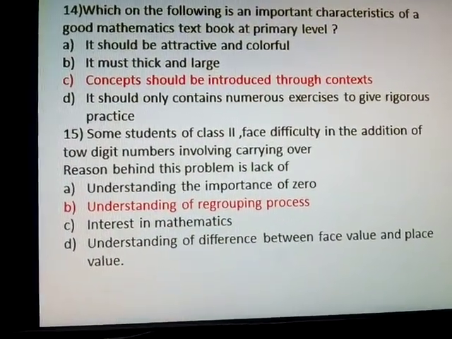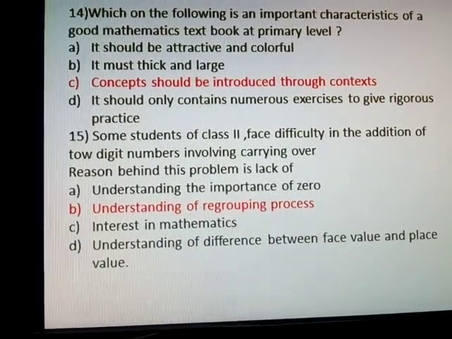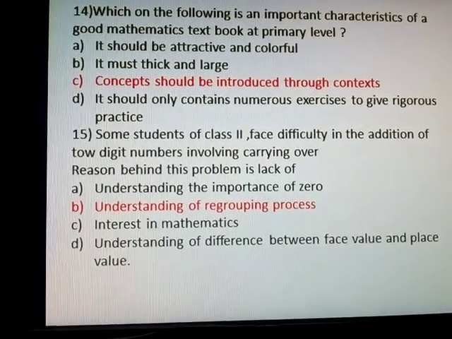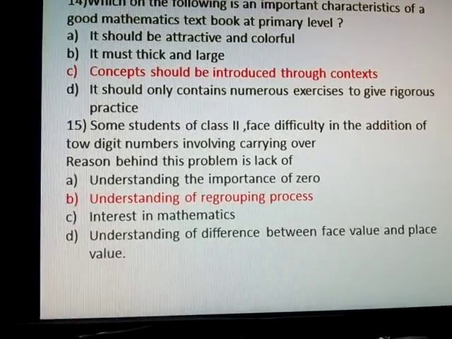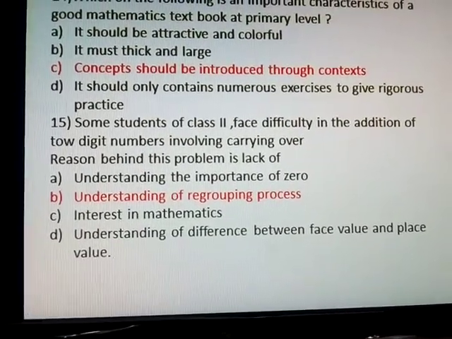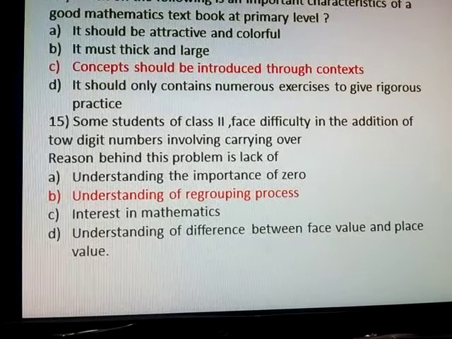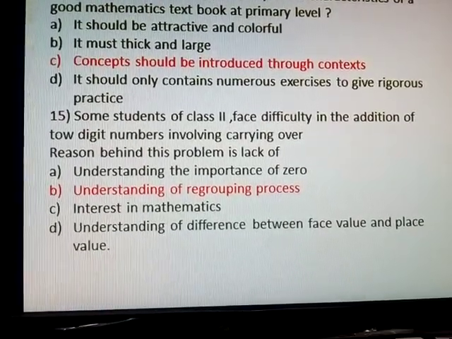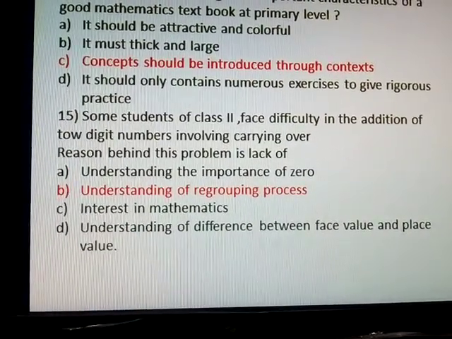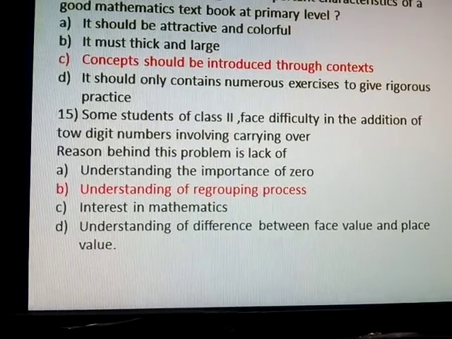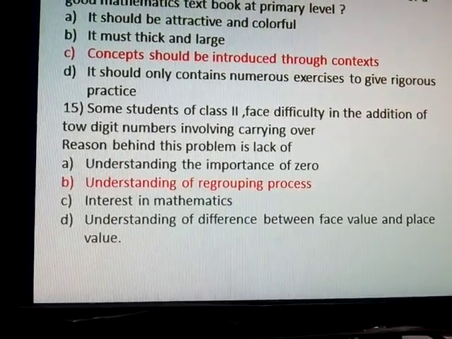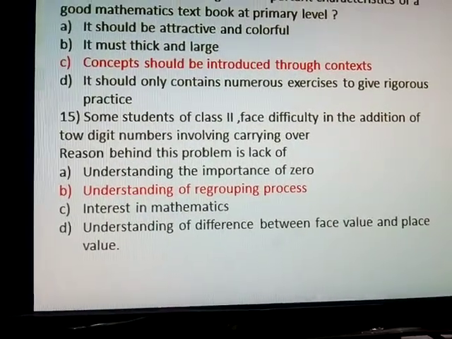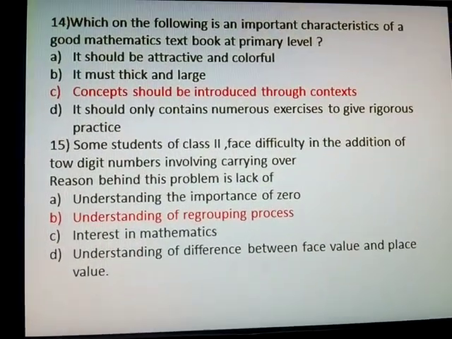Next, which one of the following is an important characteristic of good mathematics textbooks at the primary level? Answer C, concepts should be introduced through context. Last question, some students in class 2nd face difficulty in the addition of two-digit numbers involving carrying over. The reason behind the problem is lack of: answer B, understanding of the regrouping process. Thank you.